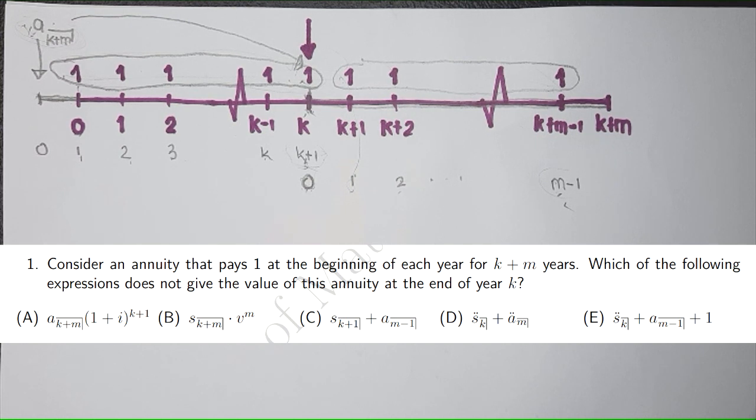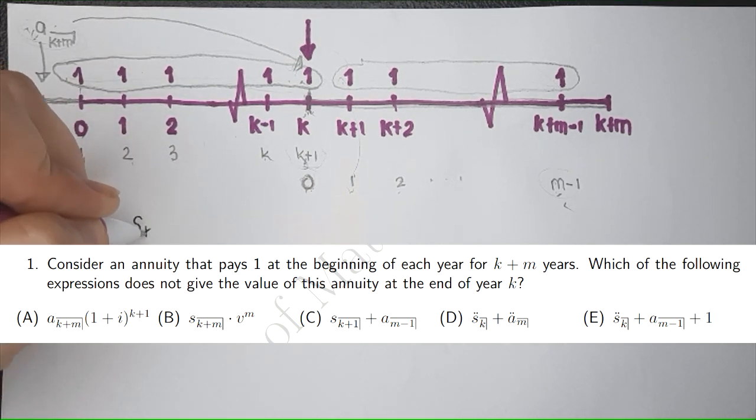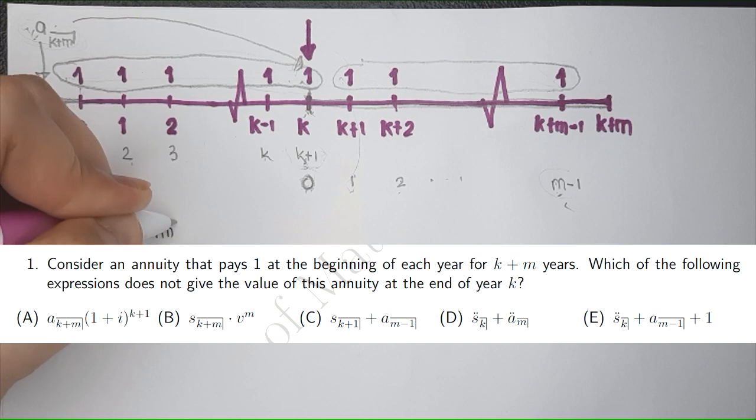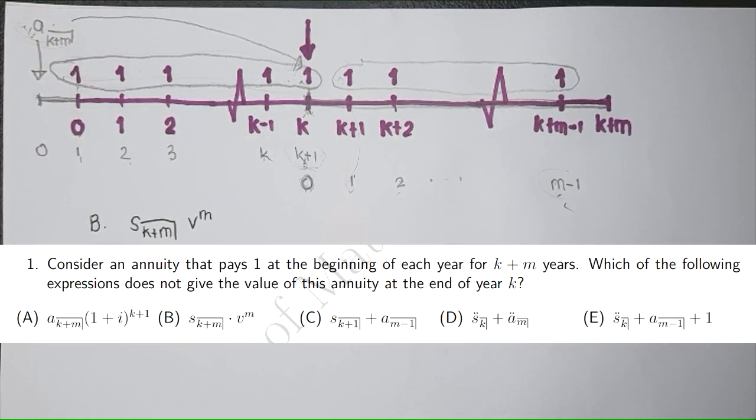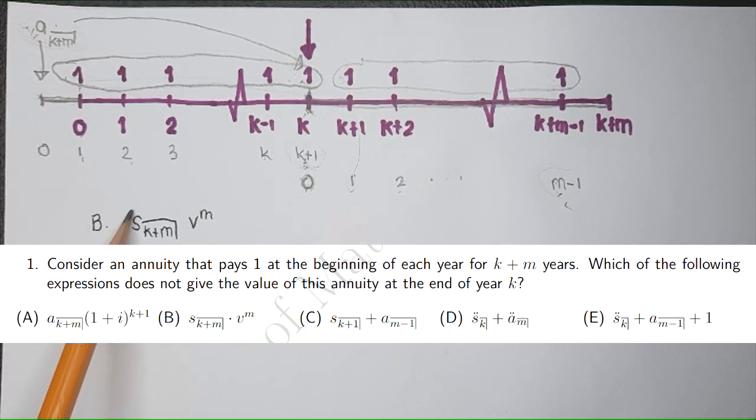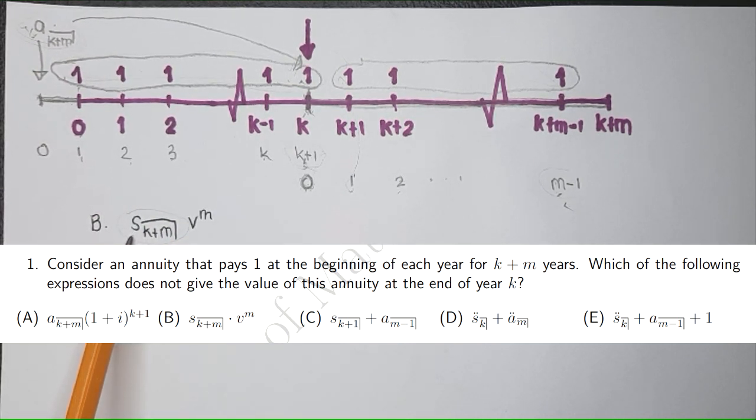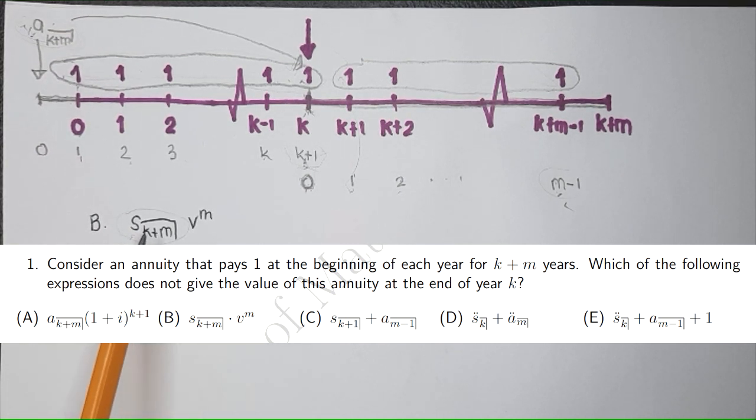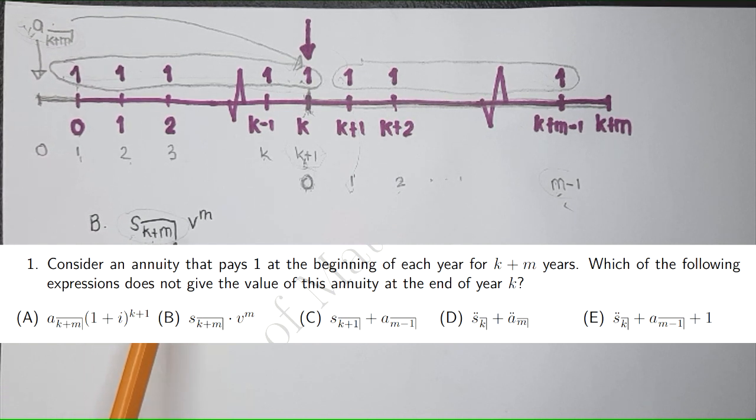Now, for letter B, so let me write letter B here. Sabi sa letter B, S angle K plus M V raised to M. Di ba? Yan yung nasa letter B. Bakit mali ito? Una, yung S angle K plus M, ito ay accumulated value of series of payments of 1 unit, made at the end of each year for K plus M years.